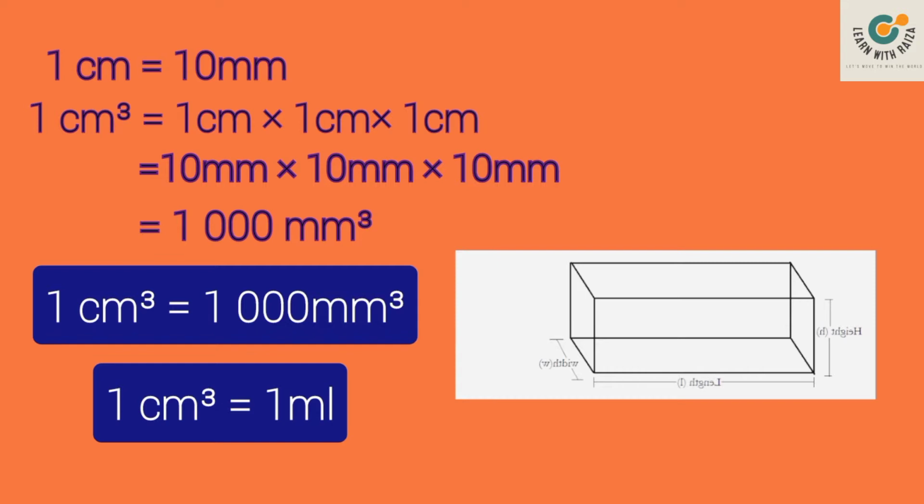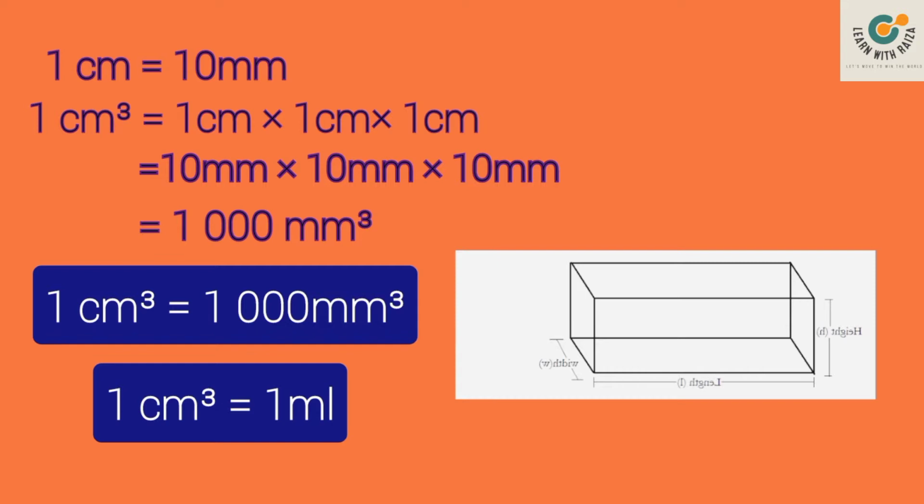So 1 centimeter is equal to 10 millimeters. So therefore 1 cubic centimeter is 1 centimeter into 1 centimeter into 1 centimeter, where each 1 centimeter is equal to 10 millimeters. So you multiply 10 into 10 into 10, you get 1000 cubic millimeters. Therefore 1 cubic centimeter equals 1000 cubic millimeters. And the other thing is 1 cubic centimeter is equal to 1 milliliter as well.